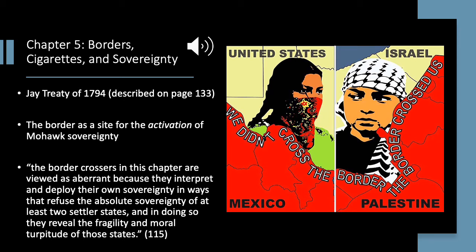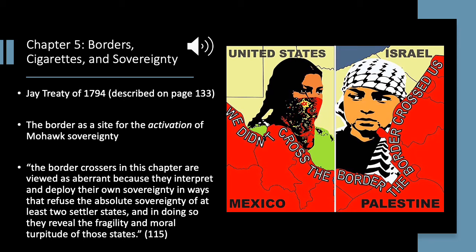Simpson's argument is that the border becomes a site for the activation of Mohawk sovereignty. It's a place where Mohawk people activate their treaty rights under the Jay Treaty, saying, I can move between this space as an indigenous person because I belong to a sovereign nation that was here prior to the United States and Canada.